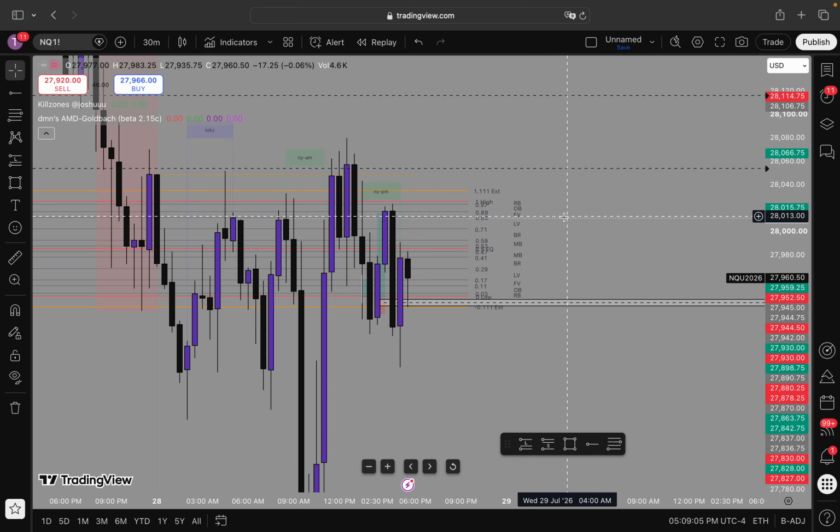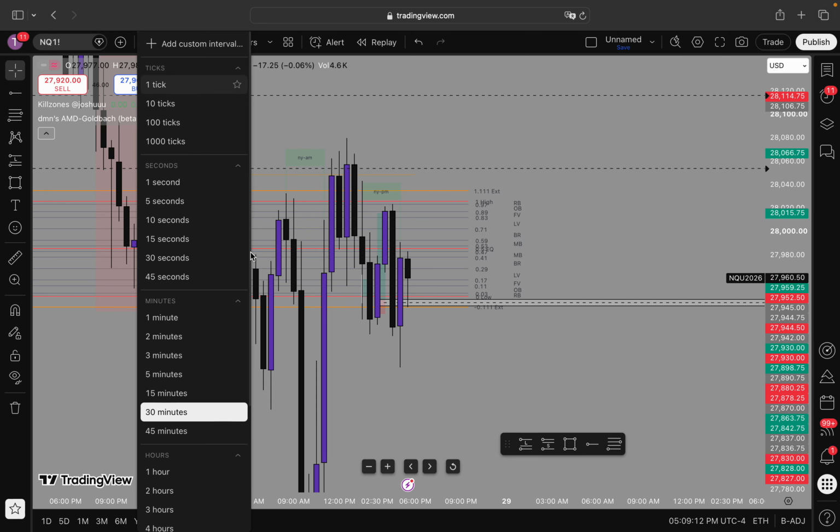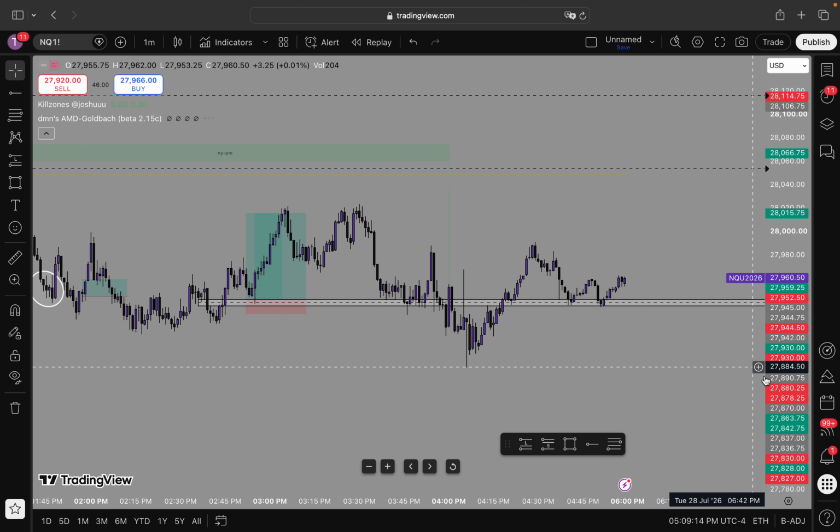So then I waited for the retracement. This is the patience, guys. This is what you've got to wait for. You've got to wait for it to close. You've got to wait for it to come back down. I waited for the double confirmation.